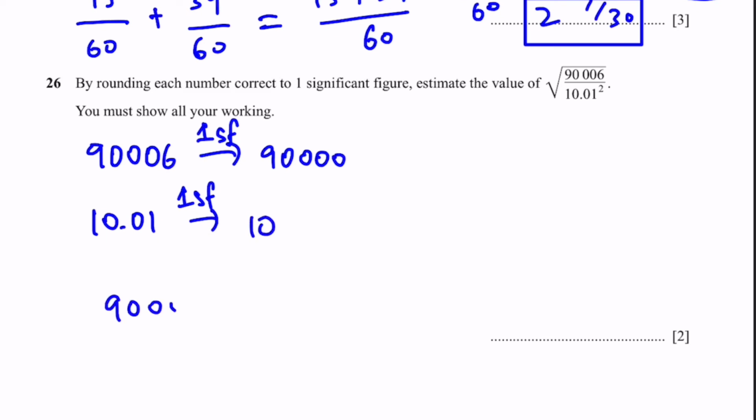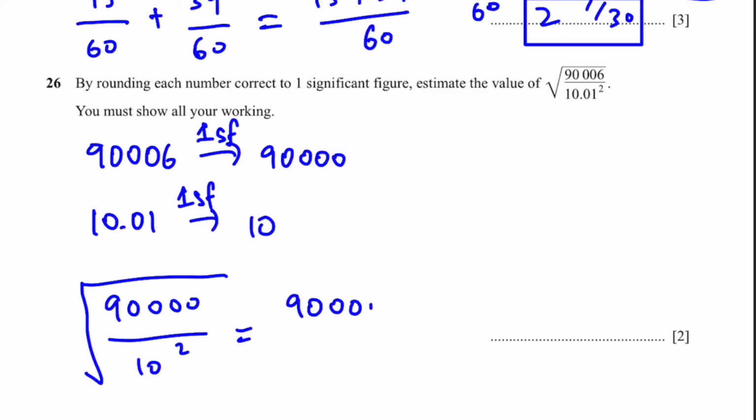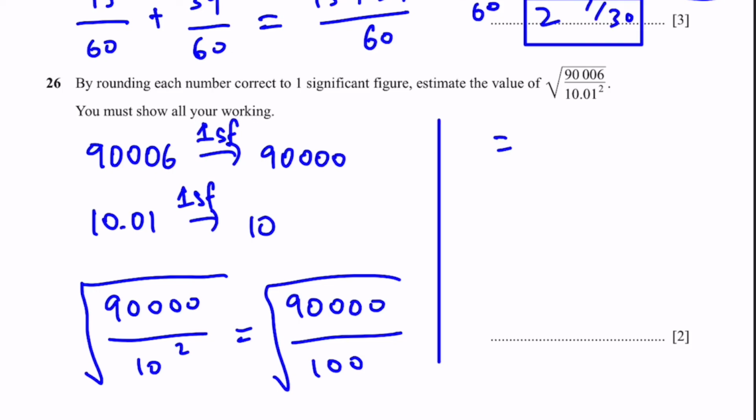So the square root of 90,000 divided by 10 squared is equal to the square root of 90,000 divided by 100, which is the square root of 900, which is equal to plus or minus 30. Remember, it is a square root, so it can be either positive or negative, which is why I'm placing it as plus or minus. Remember, this is not the exact value. We have just rounded these numbers and then done the sum.